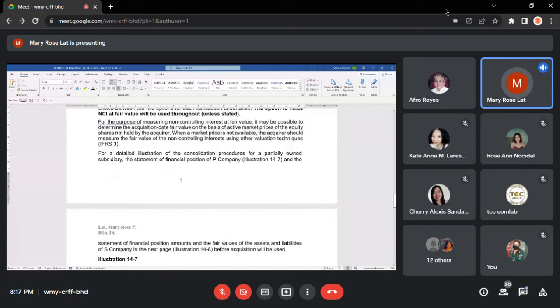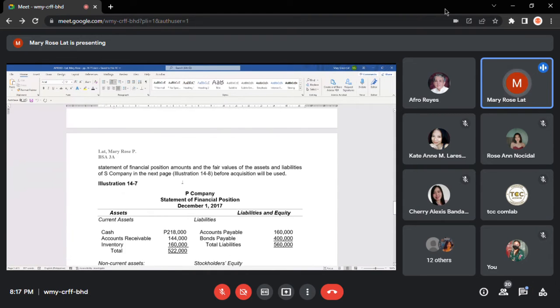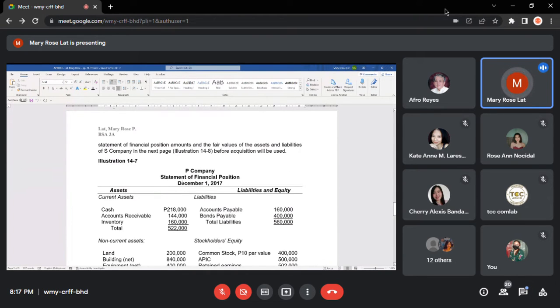For a detailed illustration of the consolidation procedures for a partially owned subsidiary, the Statement of Financial Position of P Company, Illustration 14-7, and the Statement of Financial Position amounts and the fair values of the assets and liabilities of S Company, on the next page, Illustration 14-8, before acquisition will be used.